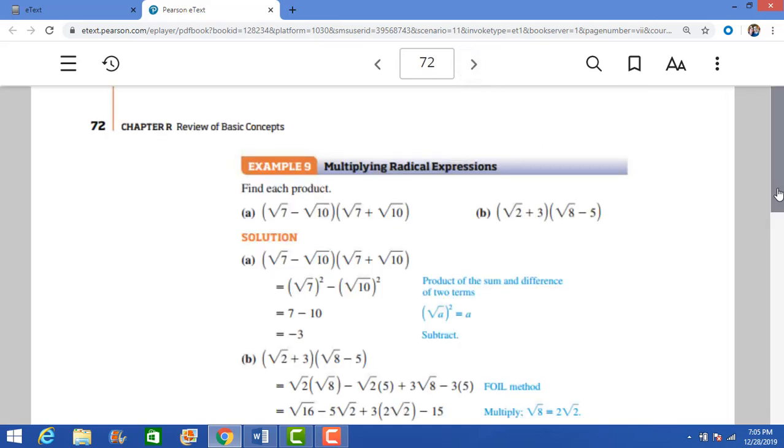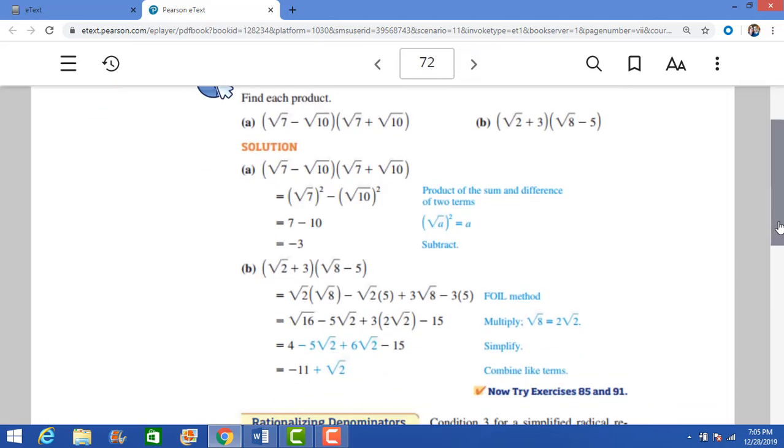Okay, so let's look at these. We're going to find each product. Here we're going to use the FOIL method, right? So we're going to multiply this by this, which is going to give us what? Just use the FOIL method. This is going to give us the square root of 7 squared. Well, this is positive, so it's going to cancel each other out, so we get 7.